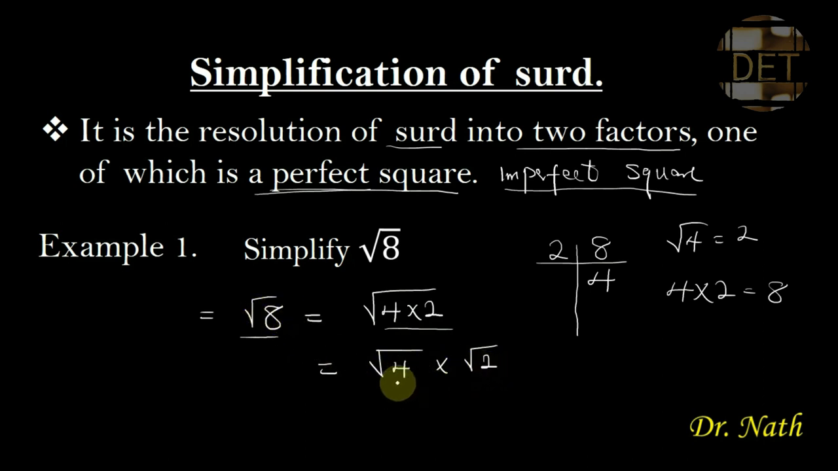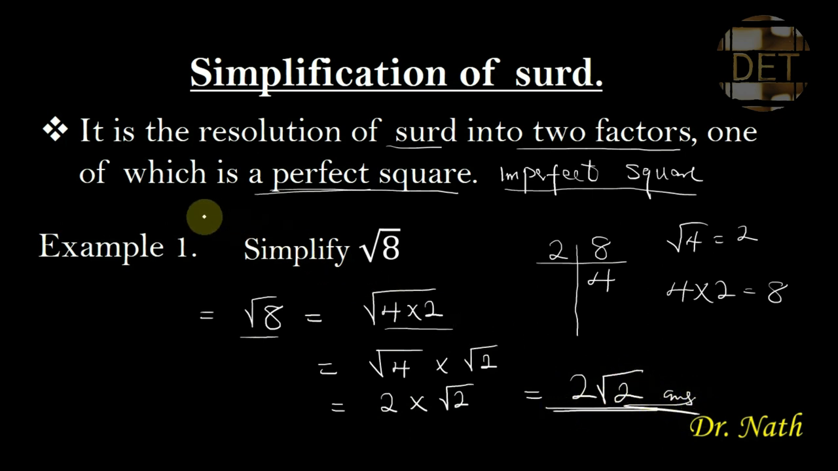So having done this, the next thing is to look for the square root of 4. The square root of 4 is 2. So this is equal to 2 times square root of 2. 2 is an imperfect square. It's also a surd. So this will now be equal to 2 times square root of 2, which is 2 root 2. This is the answer for this question.